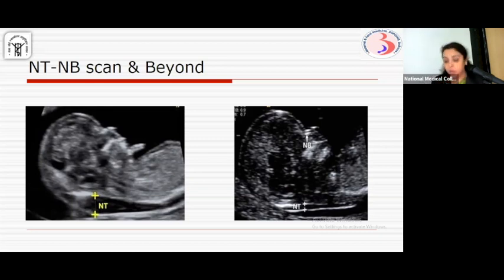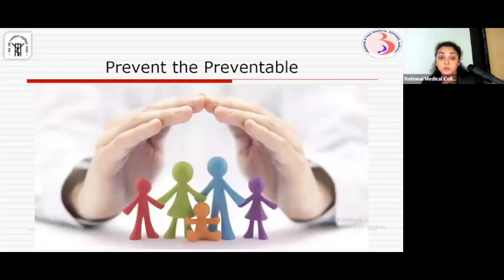And we all know when to do an NTNB scan. I would like to add that in an NTNB, if we get a ductus venosus study and a tricuspid study, it adds to the value, and that is how it increases its sensitivity. So what else can we do at this gestation as an obstetrician? That is what I'm going to talk about.